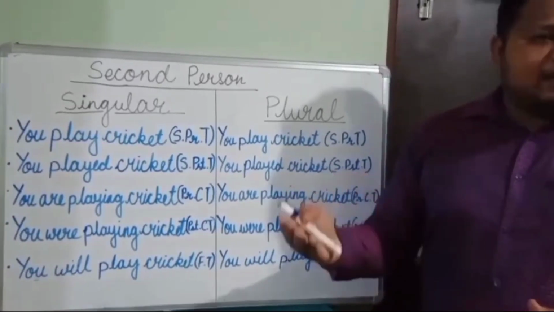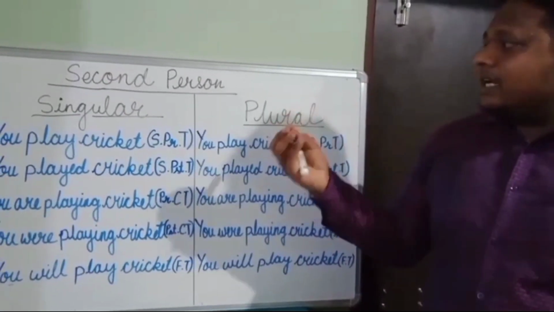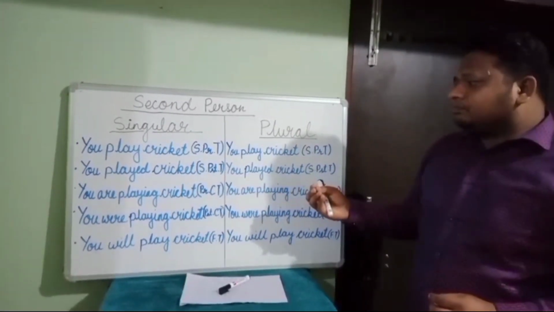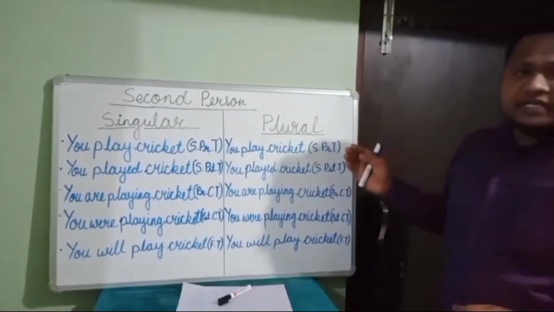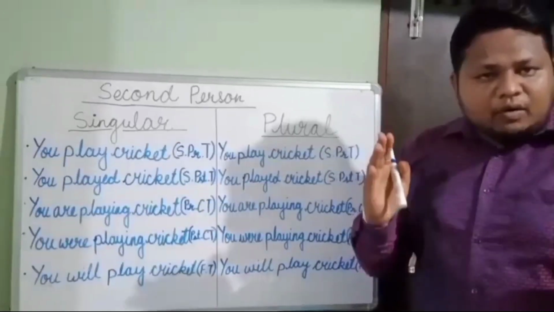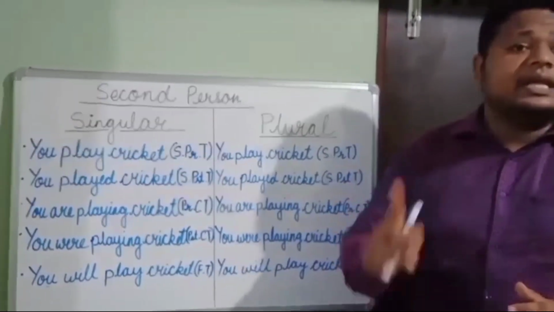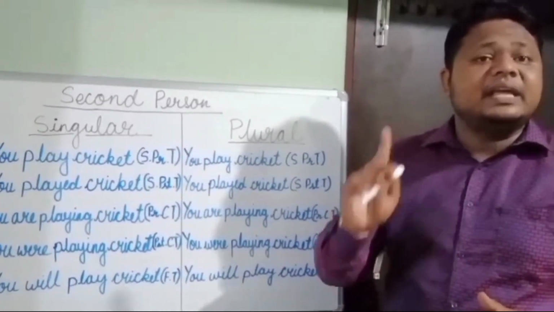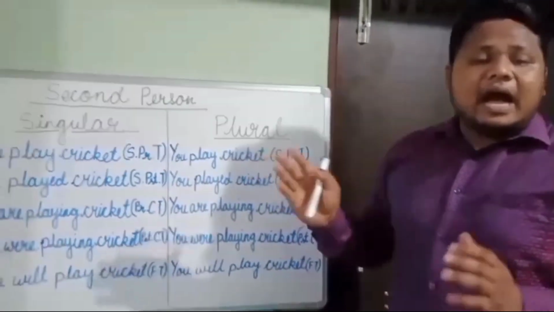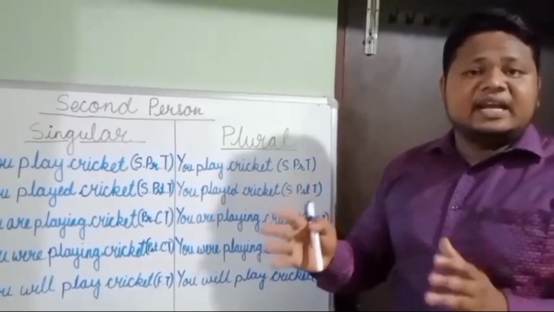As I said earlier, in English grammar the second person, singular and plural, both are you. And in all the different tenses, the same form is used for making sentences. The only difference is that in second person singular, we mean only one person, and in second person plural, we are indicating more than one person, a group of persons.